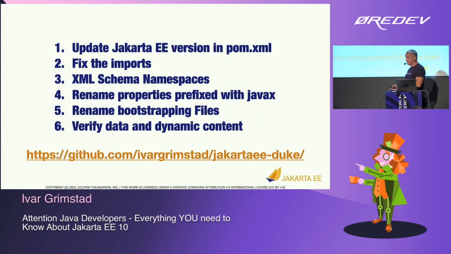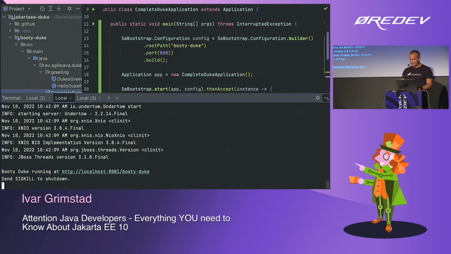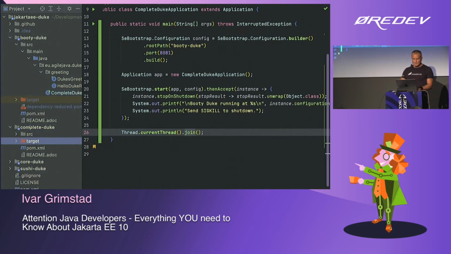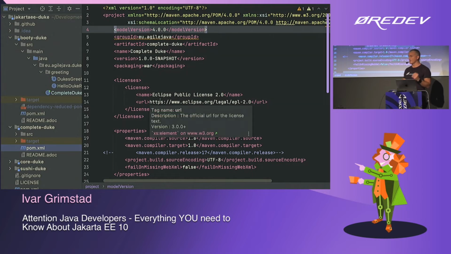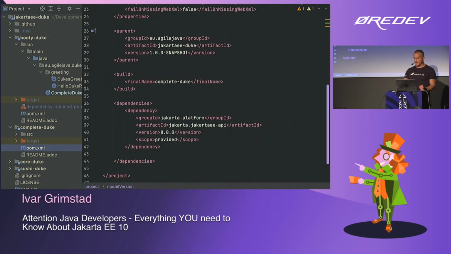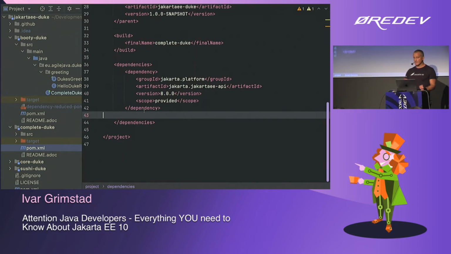So let's go through these steps. For steps 1 and 2, I'll use the IDE to do this. I'll open this complete Duke application and first take a look at the code. You can see here I'm using Java SE 8, and I have the Jakarta EE 8 dependency. This is what the POM file looks like.